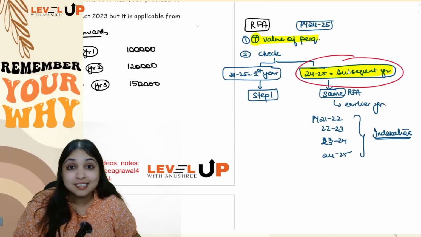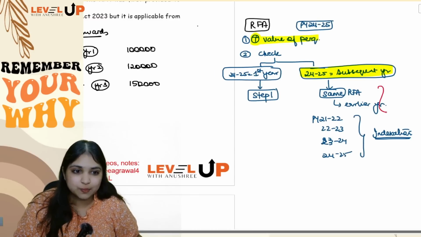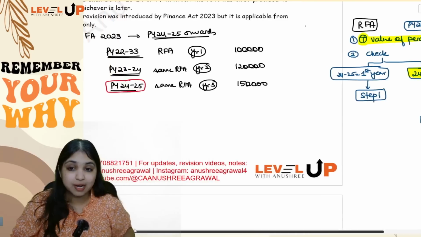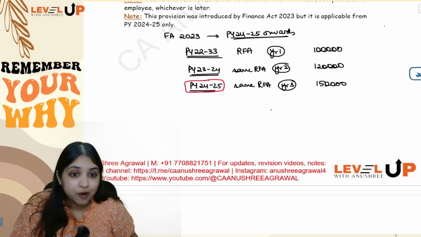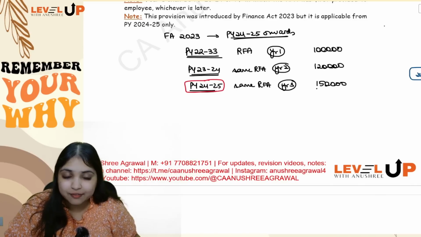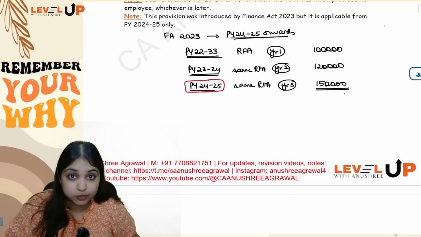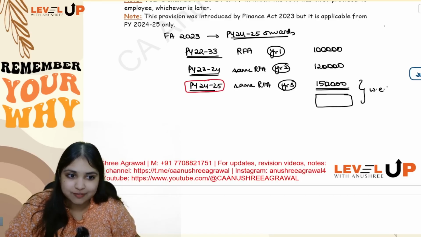So yes, it is a subsequent year. Because it is a subsequent year, this whole indexation drama will apply. So what I will do is write down one small formula. The taxable value of RFA will be whatever I have calculated over here, 1,50,000, or one more number which I will calculate now, whichever is lesser.